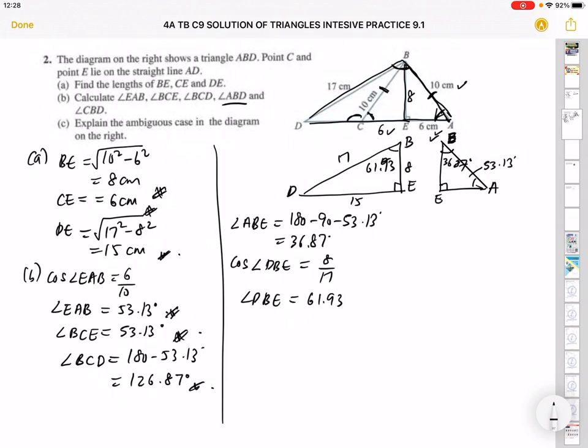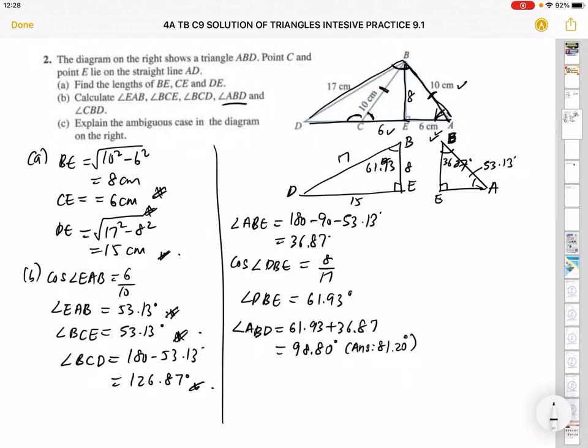ABD, they're the same. So angle ABD will be 61.93 plus 36.87, answer 98.80. Now take note that the answer given in the textbook is 81.20. I wonder how they get this answer.